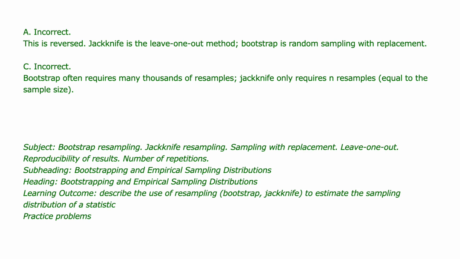A. The methods are reversed in the statement. Jackknife is the leave one out method, while Bootstrap is random sampling with replacement. C. Bootstrap typically requires thousands of resamples, whereas Jackknife only requires n resamples, equal to the sample size. The statement in C flips this relationship.